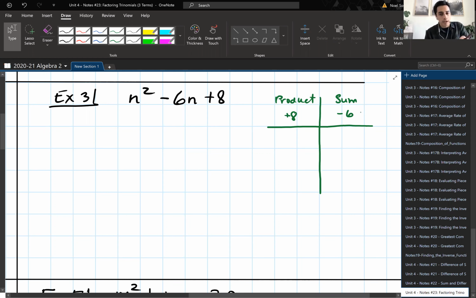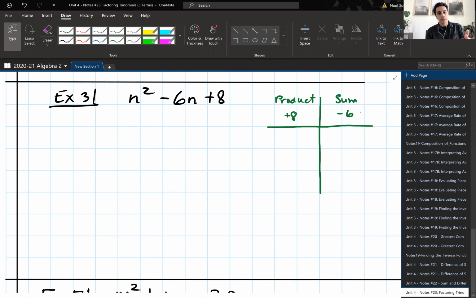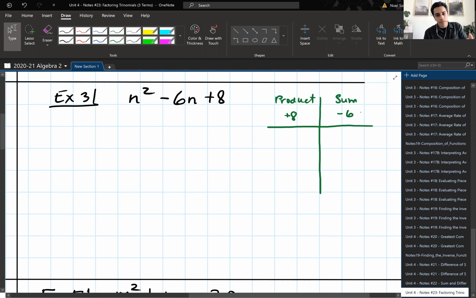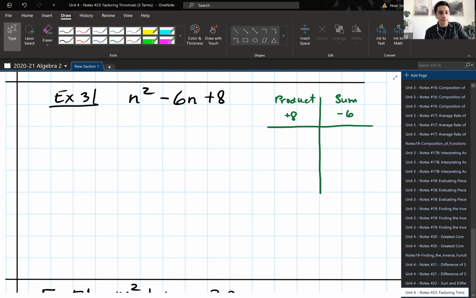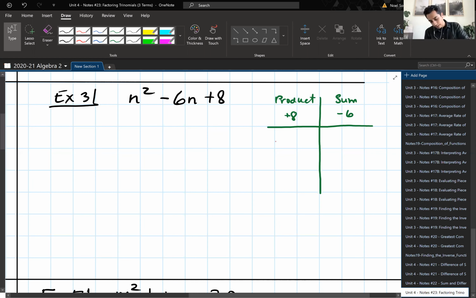So think about it. I need to multiply two numbers together. When I multiply them, they will be a positive number. But if I were to add the numbers together, they add up to be a negative number. Right? So you've got to think of some negative factors, such as negative 4 times negative 2. Negative 4 times negative 2 is positive 8. If I were to take negative 4 plus negative 2, that will give me negative 6. Okay, so that combination works.